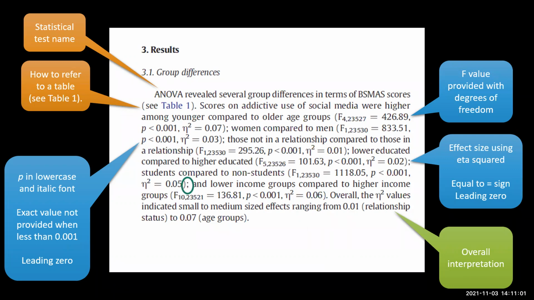Notice that they have used a semicolon to separate this long sentence into parts, because they have used a comma to separate the different statistical parts in the parentheses. So again, attention to this level of detail is important. Notice also they have used a space around the equal to sign.